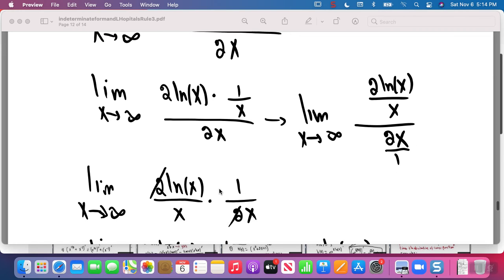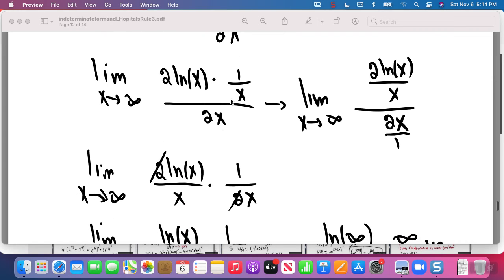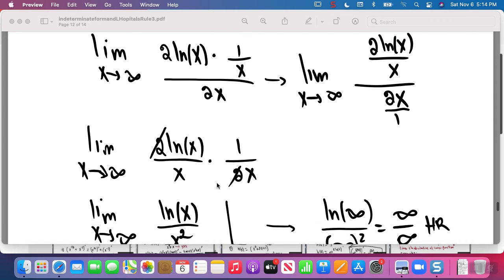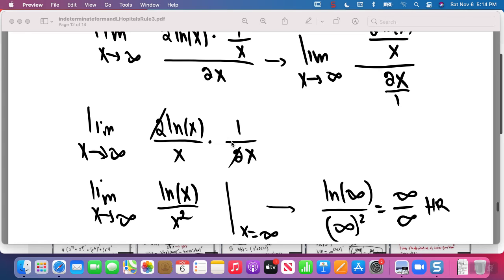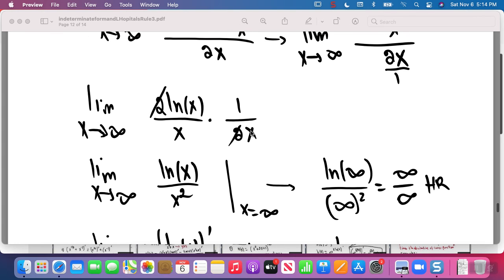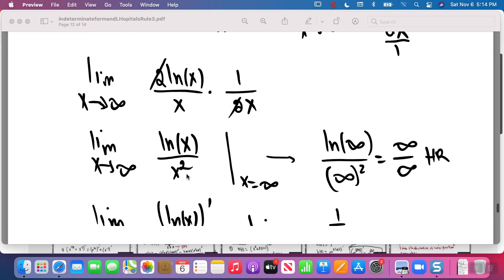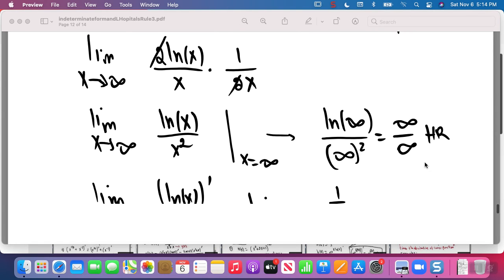So this 1 over x, the x goes on the bottom. So you can write 2 ln of x over 2x times x. You simplify the 2, and then you multiply x by x. So you get ln of x over x squared. When you let x go to infinity, you end up with infinity over infinity again. So this is the second time you're going to apply L'Hopital's rule.